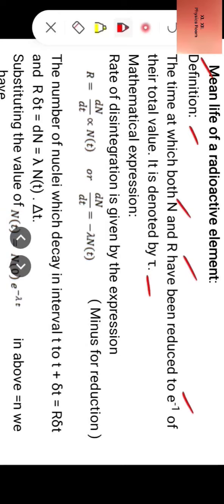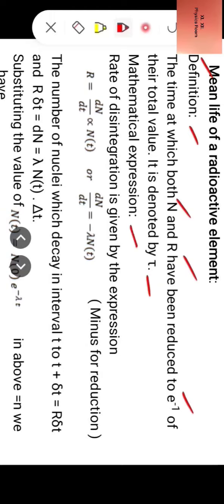I repeat, the time at which both N and R have been reduced to e raised to power minus 1 of their total value is defined as mean life of a radioactive element, where R is rate of disintegration. It is denoted by tau.